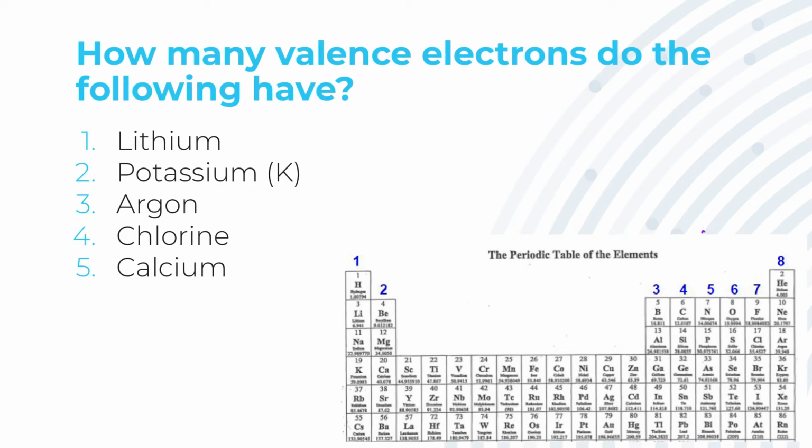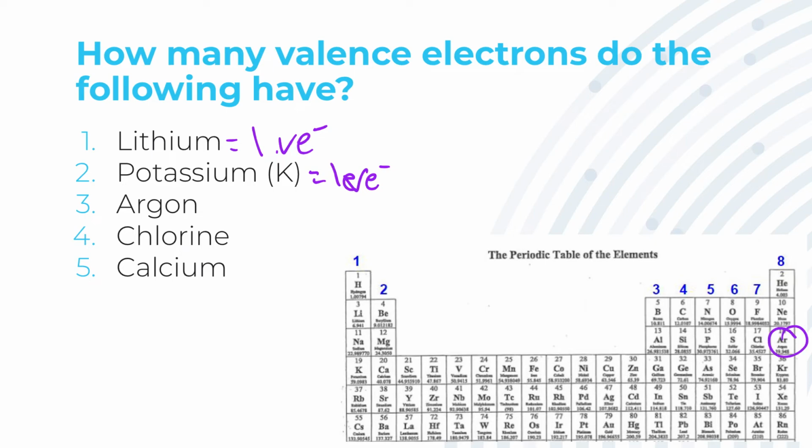Your turn to practice. How many valence electrons do the following have? Lithium, potassium, argon, chlorine, and calcium. Lithium is in group 1, so it has 1 valence electron. Potassium is also in group 1, and it has 1 valence electron.